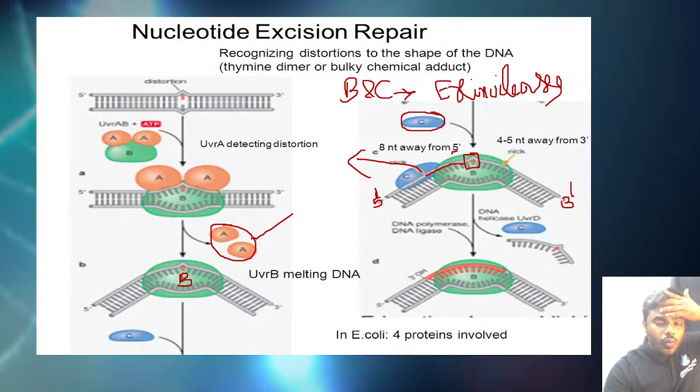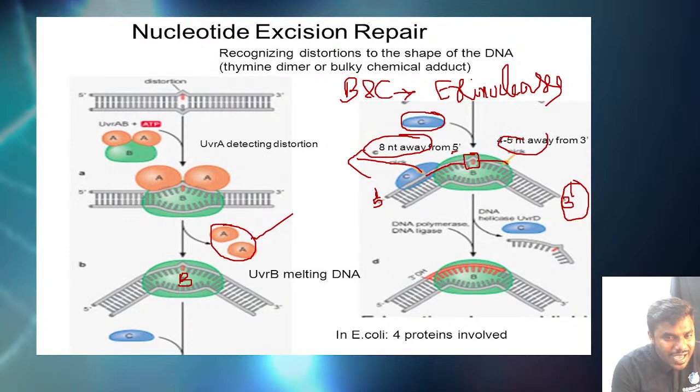And friends, what is this particular UVRB doing? UVRB from the damaged site, 5 nucleotides, which direction? Towards the 3' direction it will cut. So friends, 8 nucleotides cut by the UVRC, 4 to 5 nucleotides cut by the UVRB. As a result, what is happening? 13 nucleotides can be released out immediately.